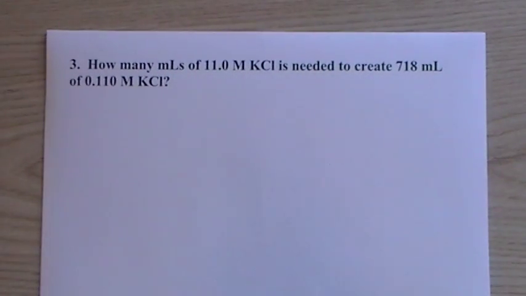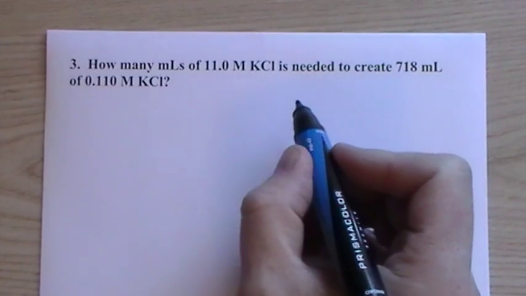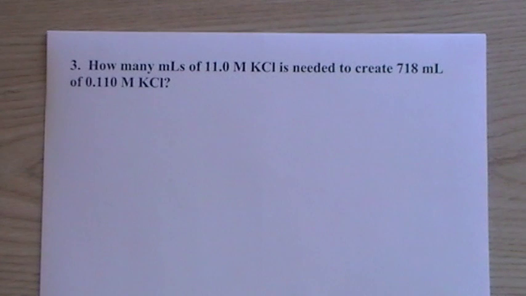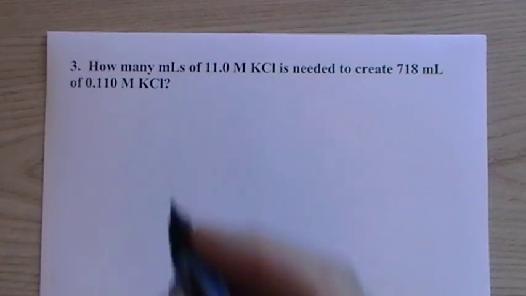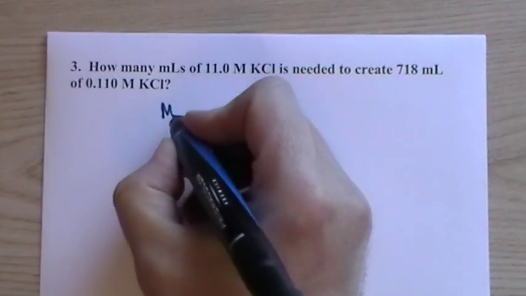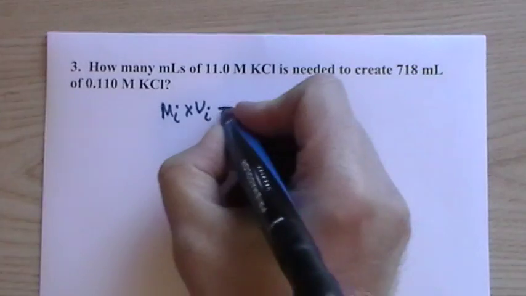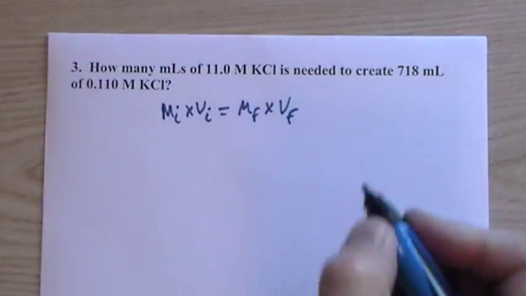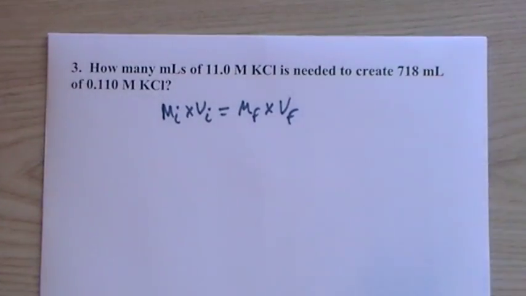How many mils of 11 molar KCl is needed to create 718 mils of 0.110 molar KCl? Okay, so this is the same kind of problem, but a little trickier. We've got to be careful here. Let's just write out the expression again. So our initial on this side, our final on this side. Figure out what we have.